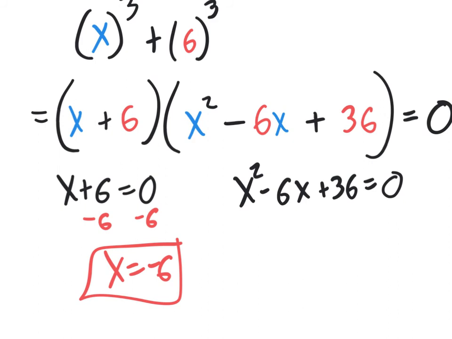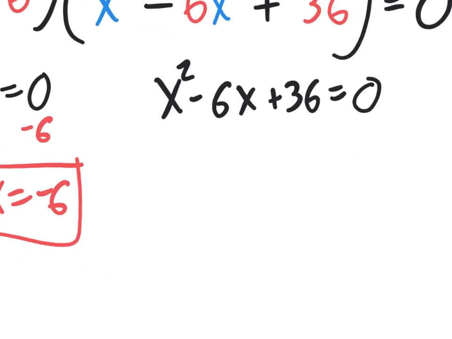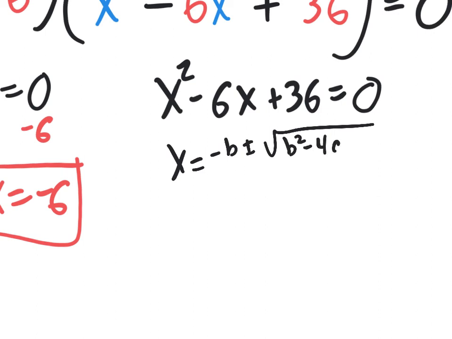Now the other one is a quadratic equation that's not factorable. So we don't just give up when we can't factor it to split it and solve. What do we do? We use the quadratic formula. That's right, the quadratic formula. X equals negative b plus or minus the square root of b squared minus 4 times a times c, all divided by 2 times a.